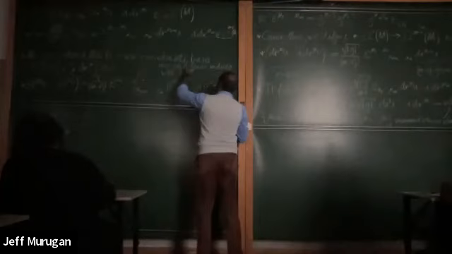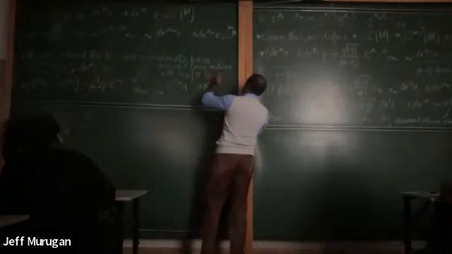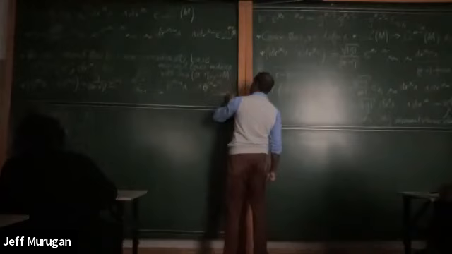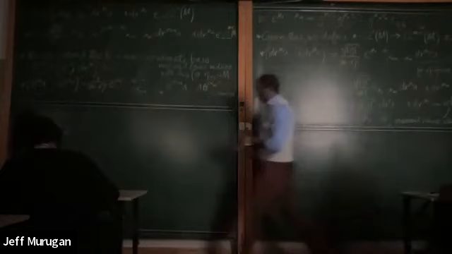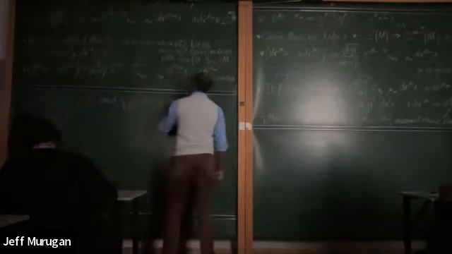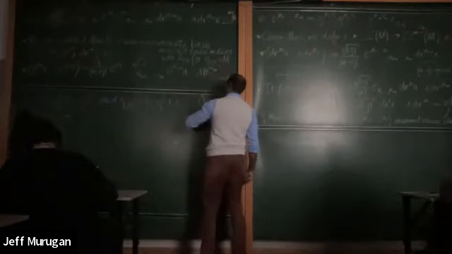Eta alpha beta, that's M, is the Hessian. And eta alpha beta is the diagonal matrix with minus one, and the first going to be plus one.